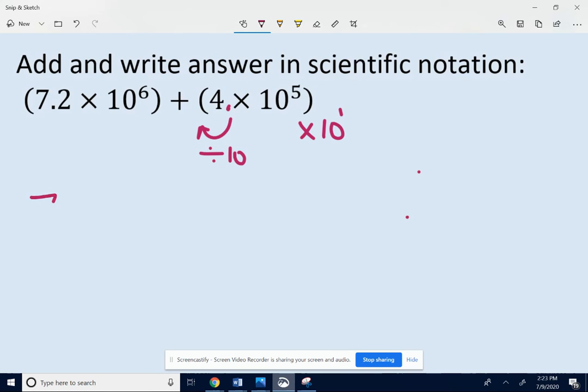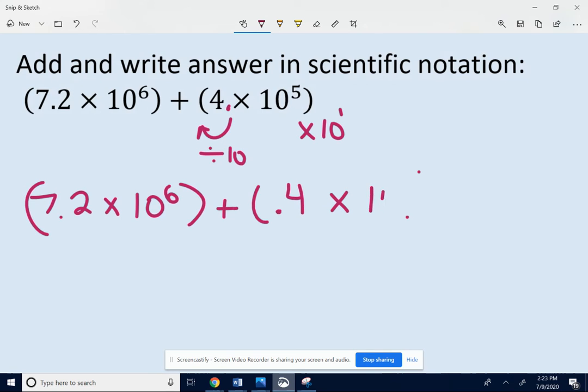Okay, so I'm going to redo my problem here, recopy it. 7.2 times 10 to the 6th plus, this would be 0.4, because I moved the decimal 1 to the left, times 10 to the 6th. 10 to the 5th times 10 to the 1st is 10 to the 6th.